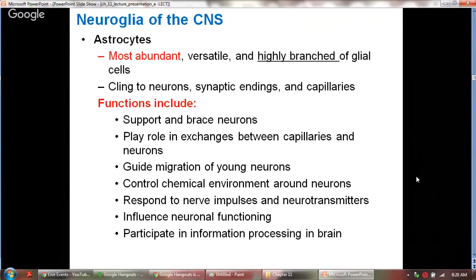The astrocytes. They're the most abundant and versatile and highly branched of glial cells. I have underlined highly branched, which means it's very important. They cling to neurons and synaptic endings and capillaries. They have certain functions and they have been listed out in here. You may be able to read them and I will read out a few. One is support and brace neurons, play a role in exchange between capillaries and neurons, guide migration of young neurons, and so on.